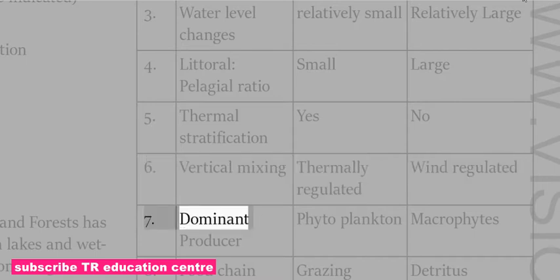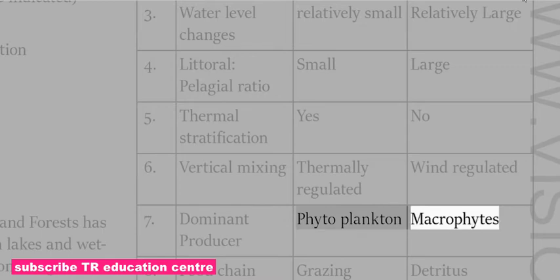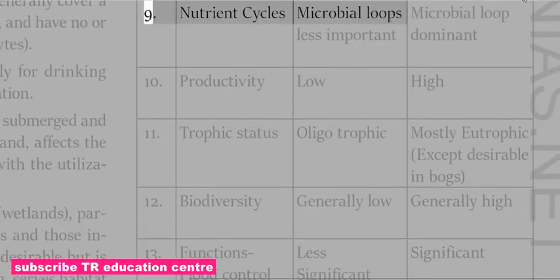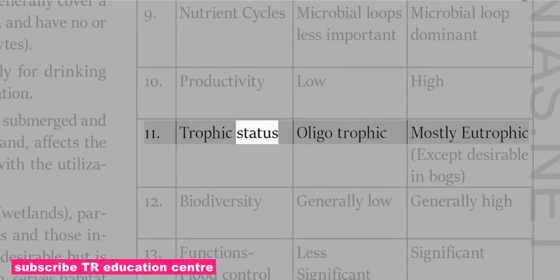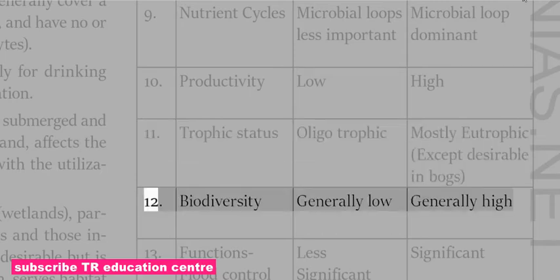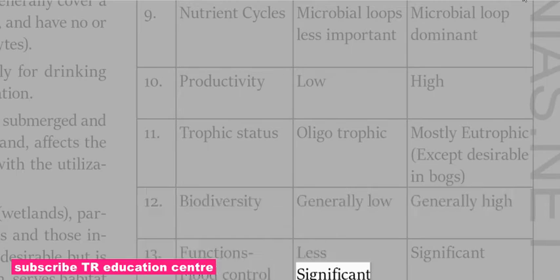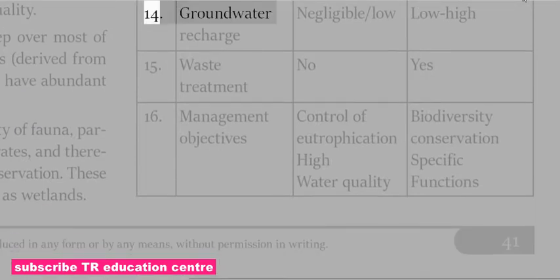7. Dominant producer: phytoplankton versus macrophytes. 8. Food chain: grazing pathway versus detritus pathway. 9. Nutrient cycles: microbial loops less important versus microbial loop dominant. 10. Productivity: low versus high. 11. Trophic status: oligotrophic versus mostly eutrophic, except desirable in bogs. 12. Biodiversity: generally low versus generally high. 13. Functions: flood control less significant versus significant. 14. Groundwater recharge: negligible or low versus high.